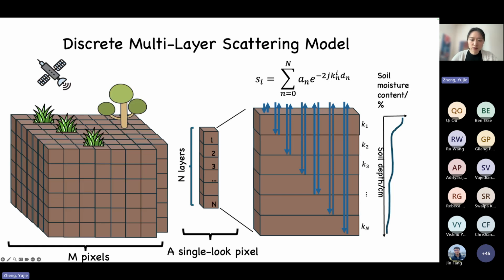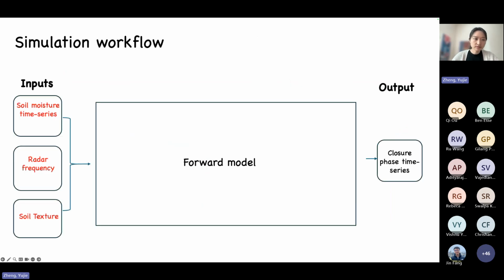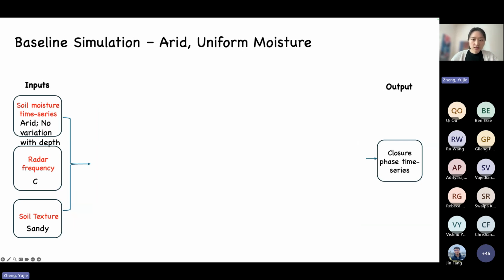And if we simulate multiple times, we can actually create a single look radar image with n pixels, multiple pixels. So with that, we construct a forward simulation pipeline, which allows us to observe the impacts of various physical inputs, such as soil moisture time series, radar frequency, and soil texture on the output, which would be the closure phase time series. So I'll walk you through a simple baseline scenario to build some intuition.